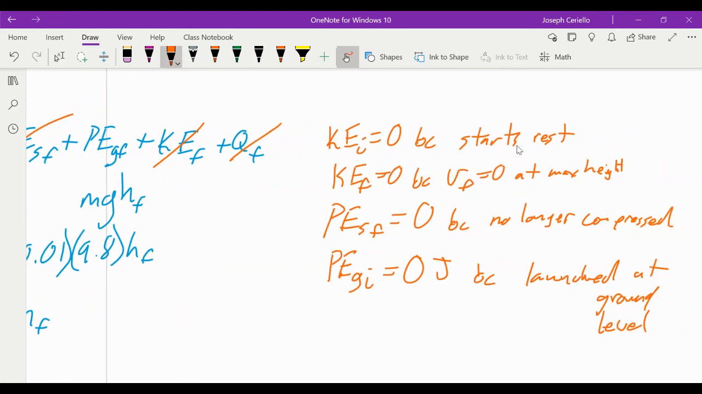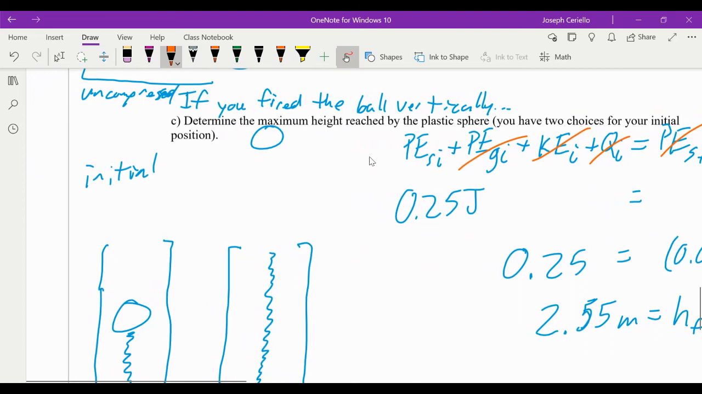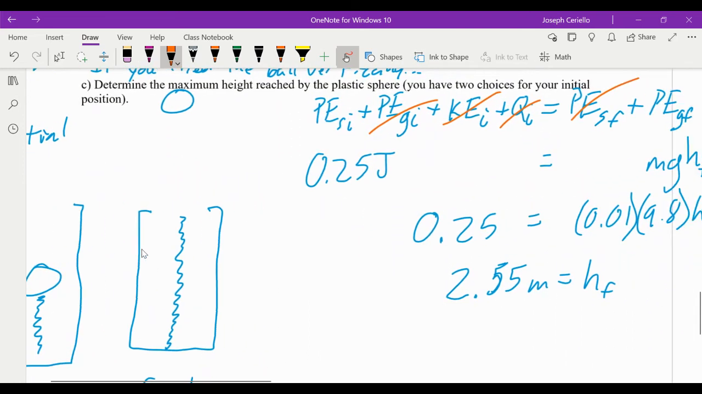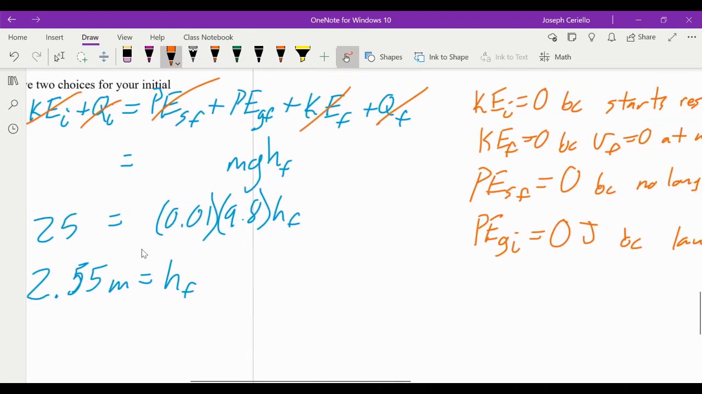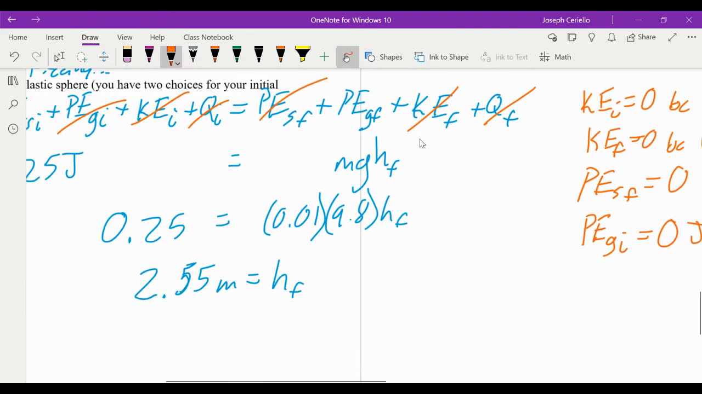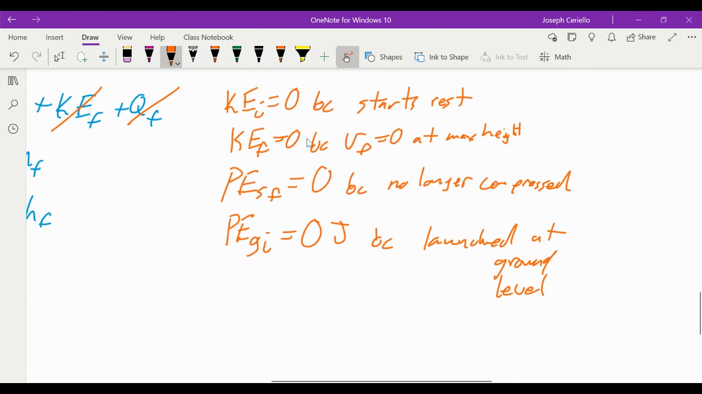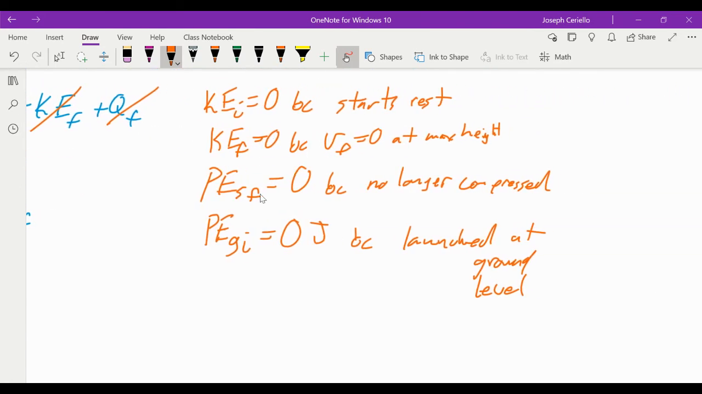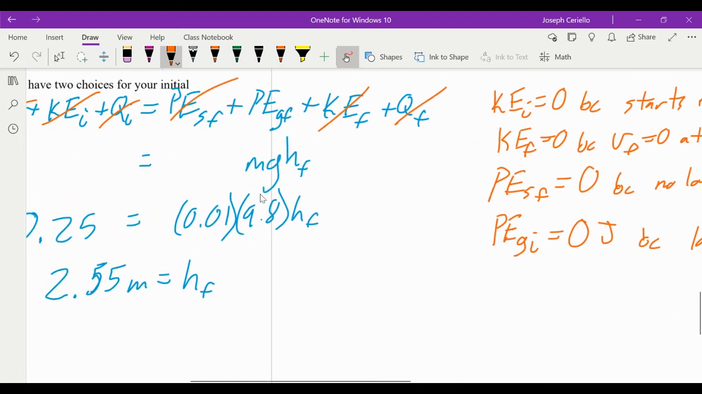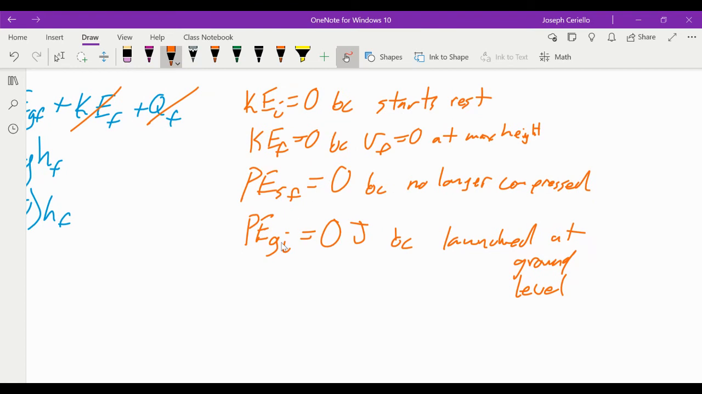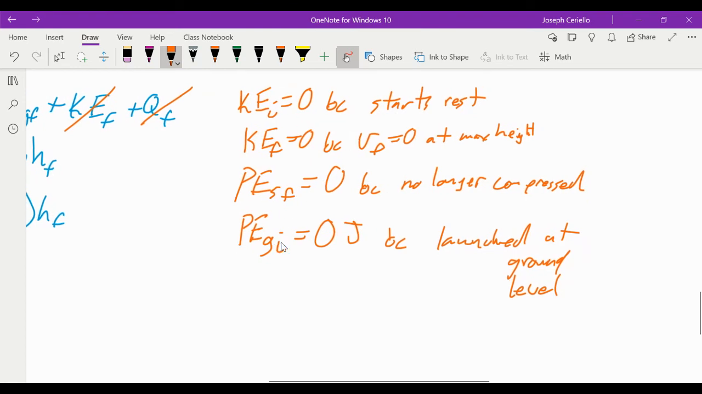The initial kinetic energy is still 0 because it still starts at rest. Like the ball is still held in the launcher at rest. Okay, think about what we did in lab. So the kinetic energy initially is still 0. The kinetic energy final is 0 because we're talking about the max height for the final position, right? So the final kinetic energy is 0 because the final velocity is 0. Now the potential energy in the spring final is 0 because the spring is no longer compressed. It's been fired, so that goes away as well. And the initial gravitational potential energy of the system is 0 because we're assuming it's launched at ground level.